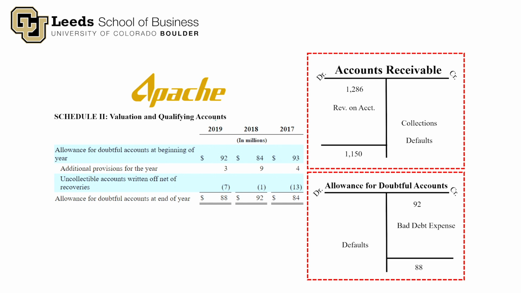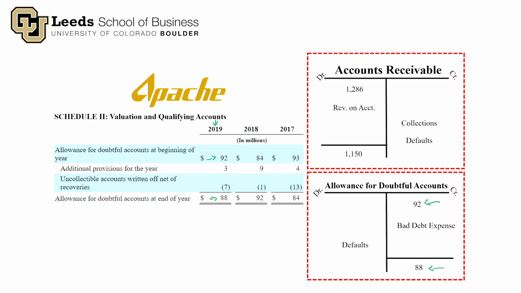And you can see for the year 2019, they're basically giving you the roll forward from prior year to current year for this account. So allowance for doubtful accounts at the beginning of the year was 92. We can see that 92 right here, and there's the 92 there. At the end of the year is 88. So there's the 88, and here's the 88. And they show you what affected that balance from the beginning to the end of the year.